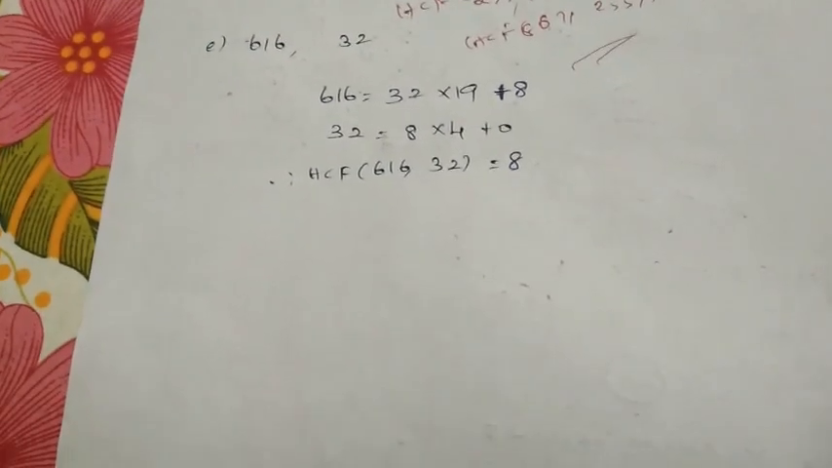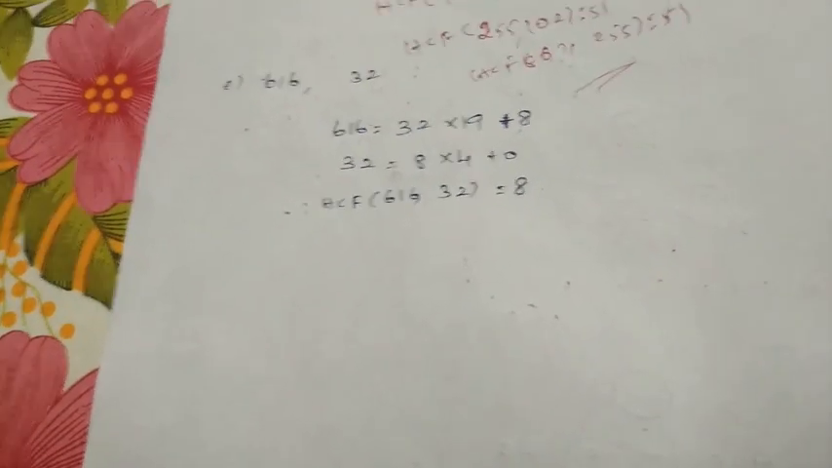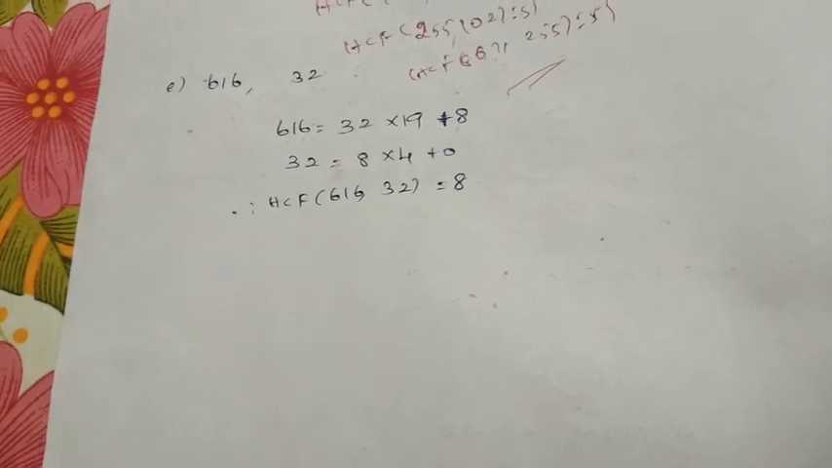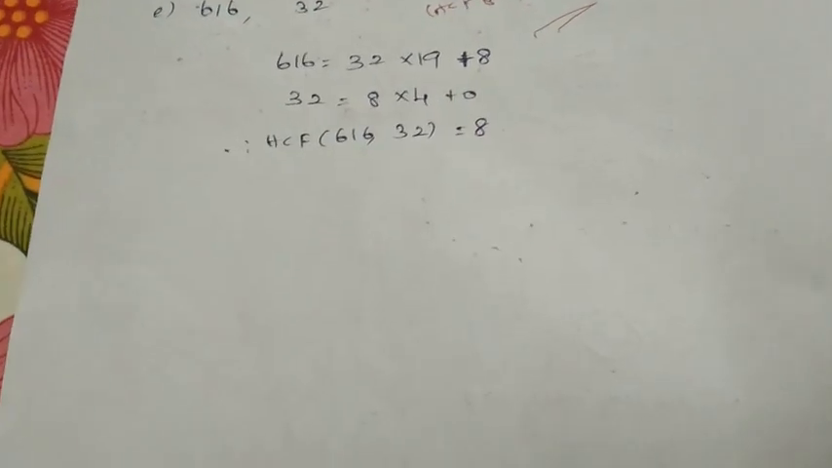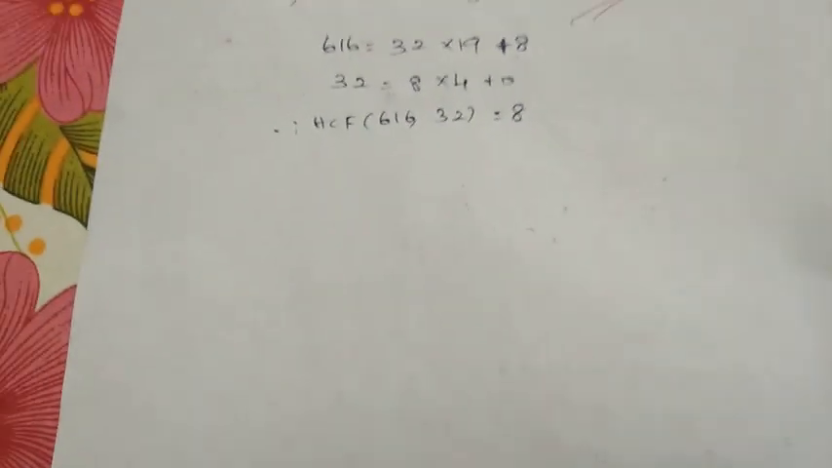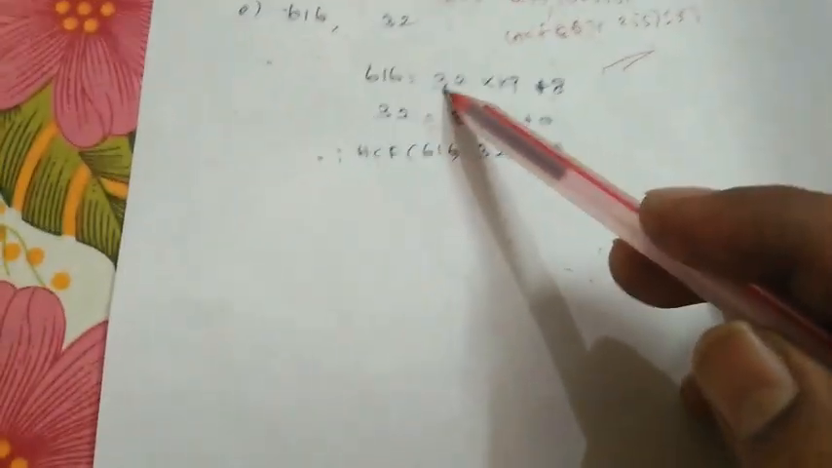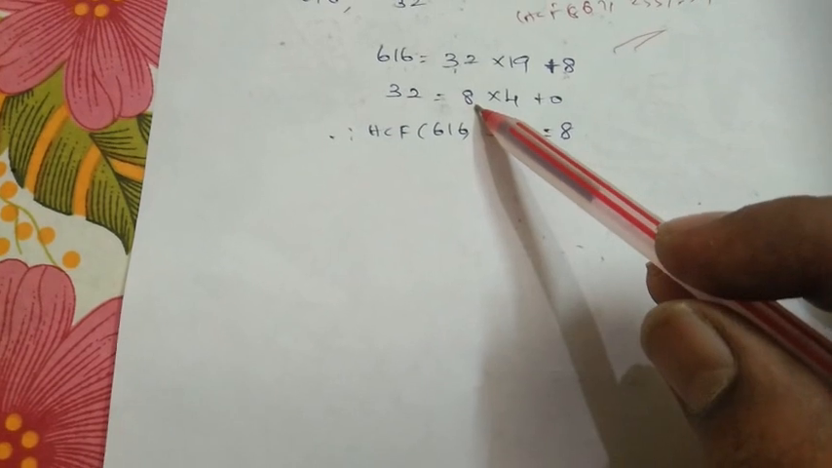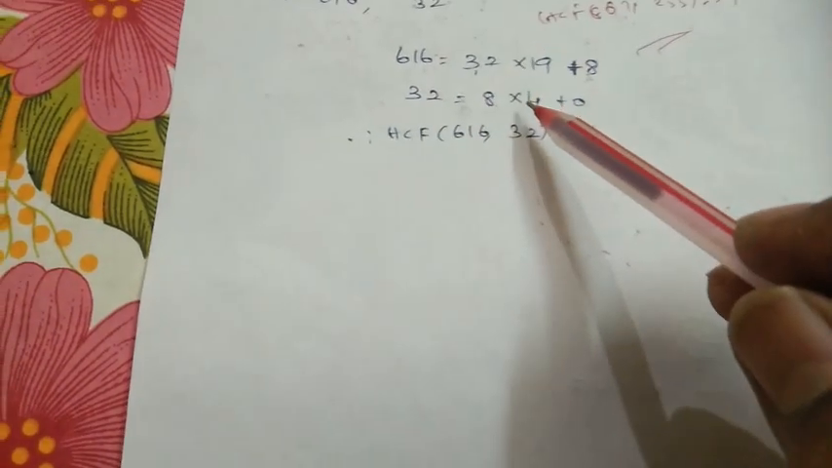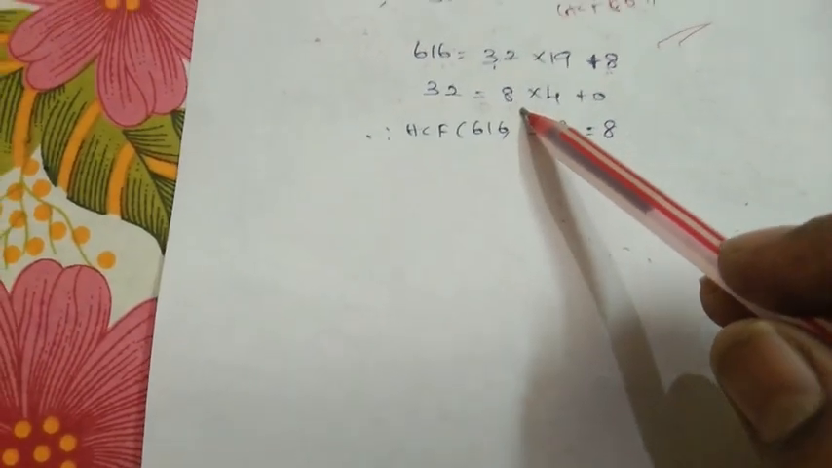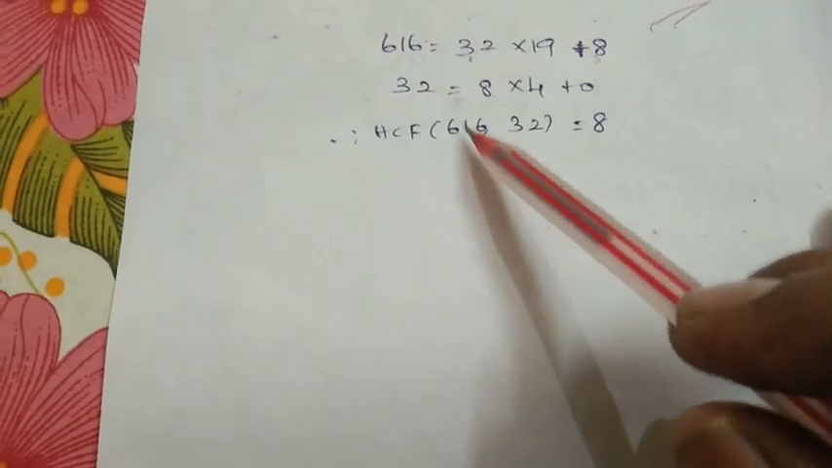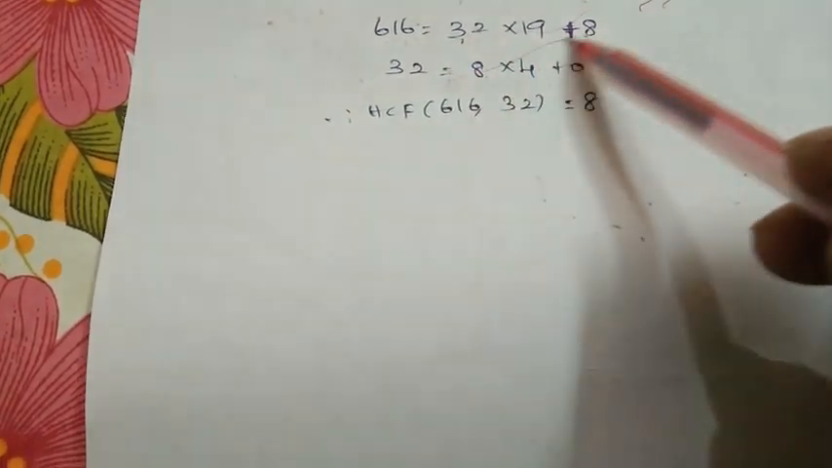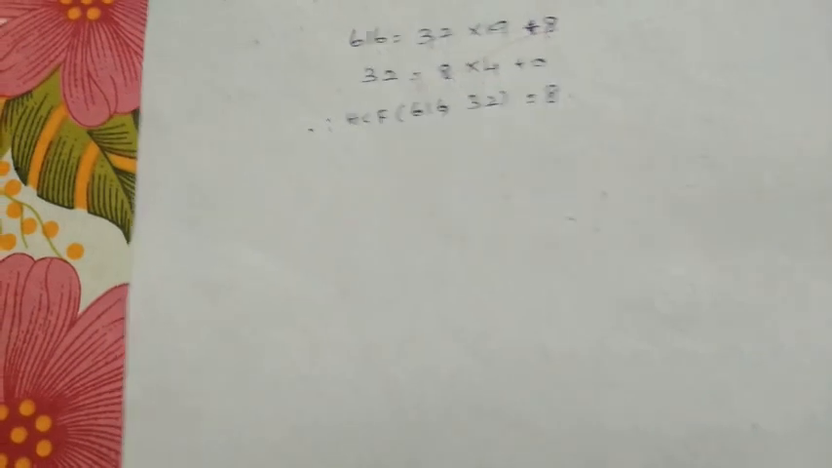Now 616 comma 32. How many 32s in 616? 19. So 32 into 19, remainder 8. So repeat the process. 32 here and 8. We need to use 8. How many 8s are there in 32? Four 8s are there. 8 into 4 is 32. So the HCF, this repeated number, is 8. Right.